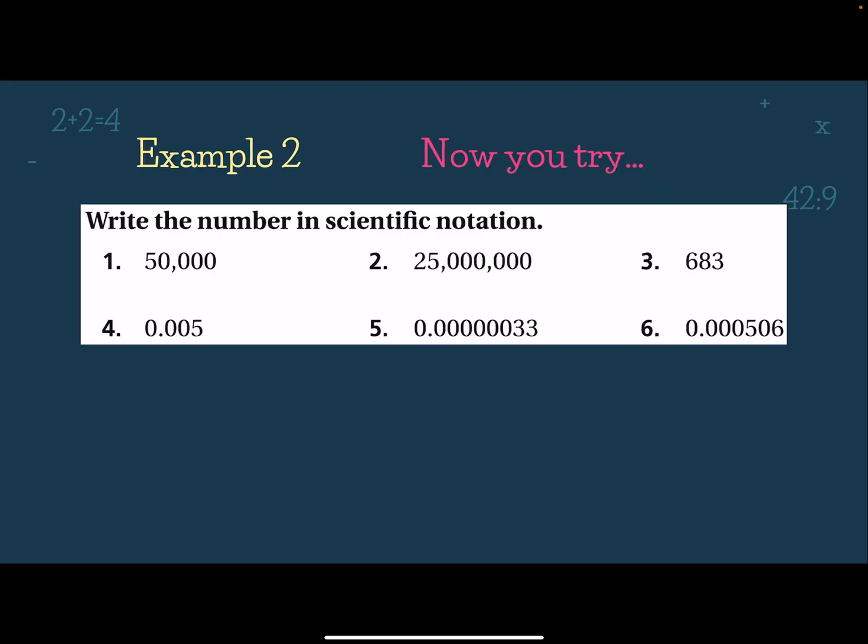Okay, example 2 says, now you try. So write the number in scientific notation, and you can pause the video and then come back and check your work.